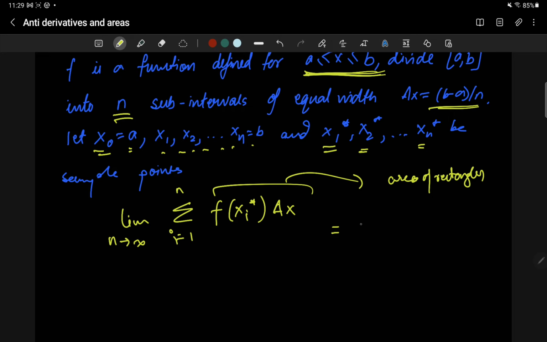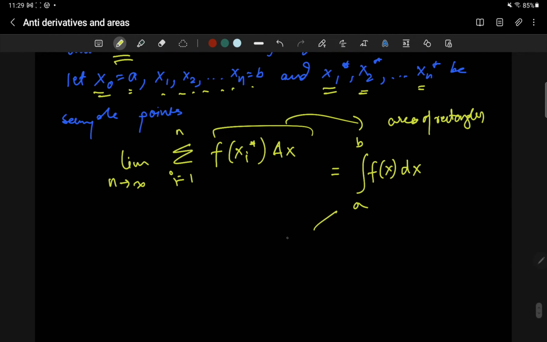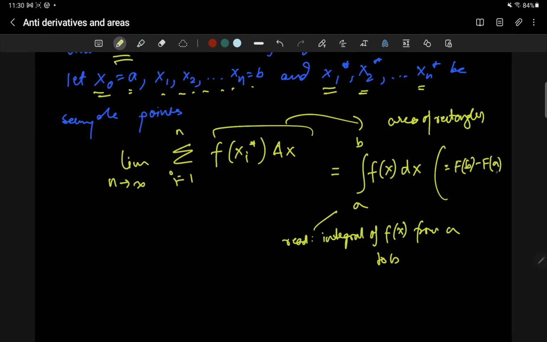should equal our antiderivative. And the way we write it is using this symbol, which says it should equal. So how is this read? We read this as the integral of f of x from a to b. And what this really is, is capital F of b minus capital F of a.